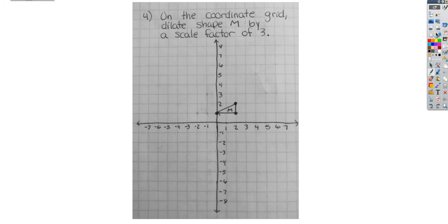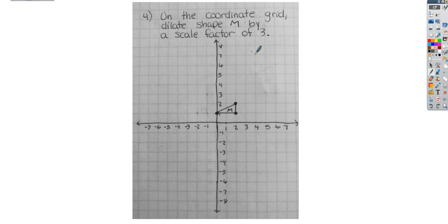Okay, we're going to do number 4. So on the coordinate grid, dilate shape M by a scale factor of 3. We remember that when we learn about factors, we are multiplying. So scale factor means multiply, and the number we are saying the scale factor of is 3. So we're going to multiply each number by 3.